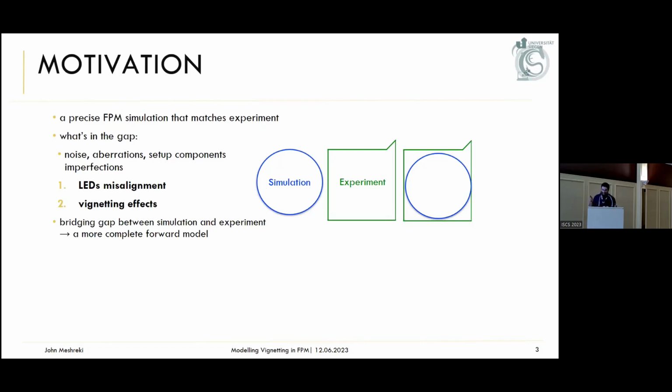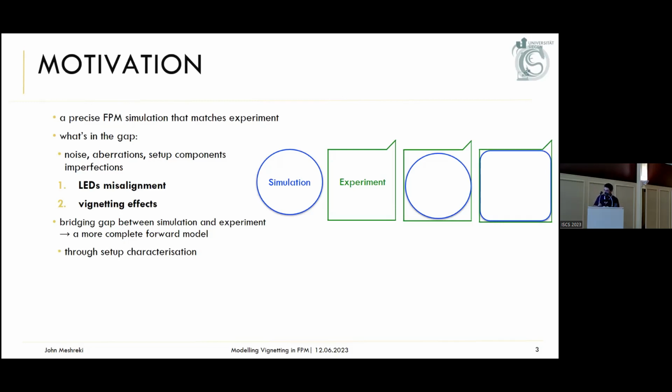So our aim is to bridge the gap between the simulation and the experiment by trying to have a more complete forward model. So we try to stretch the circle a little bit to match the experiment more. How do we want to approach this?